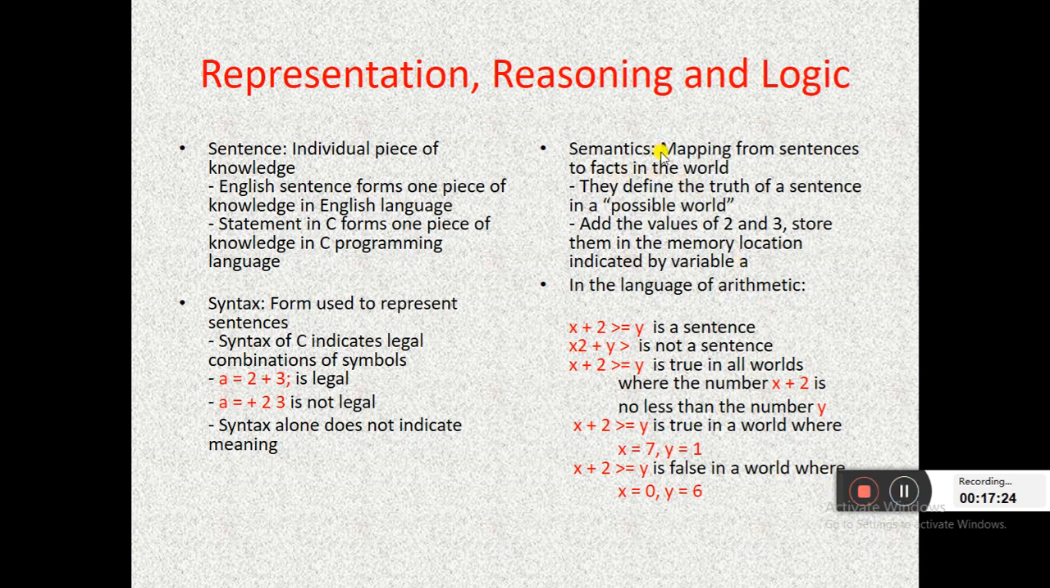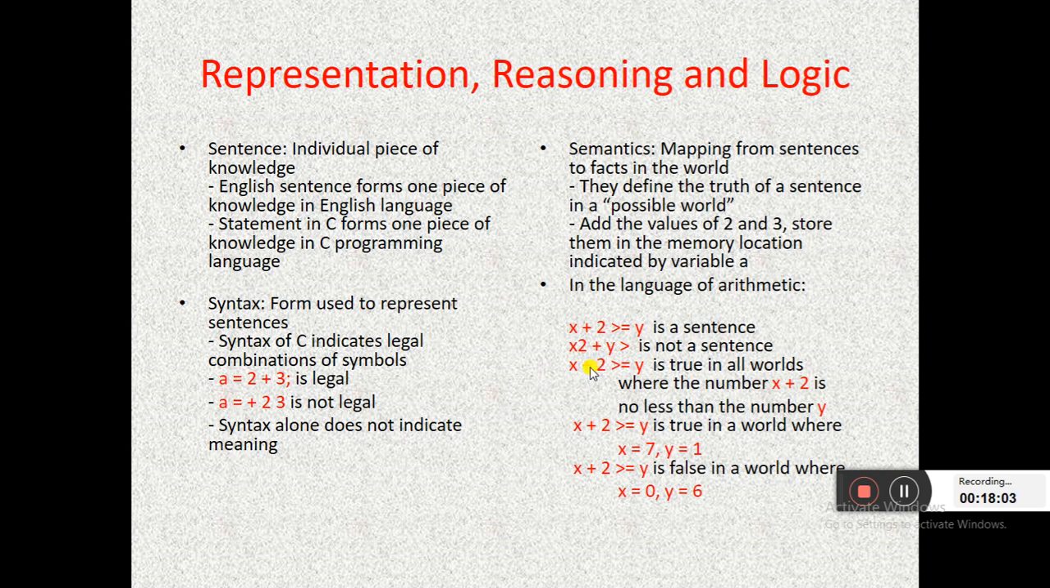Semantics means that, I must say, the second meaning of that sentence is semantic. They define the truth of the sentence in each possible world, add the value to a tree, and store them in a memory location indicated by a variable. In the language of semantics, x plus 2 is greater than or equal to y is a sentence. But x2 plus y is greater is not a sentence. This is not making any sense.